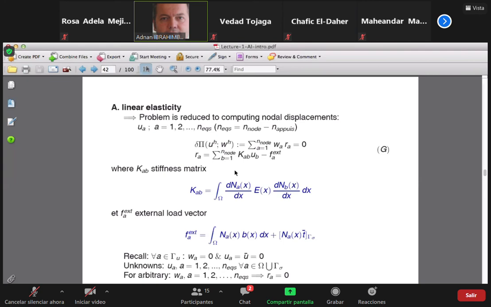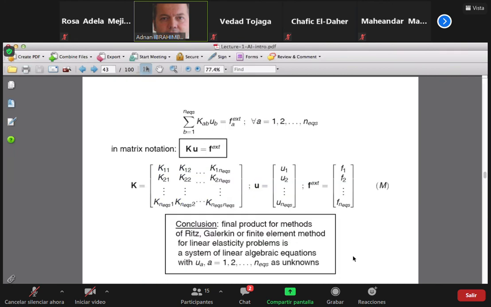In other words, you have that the sum over all B of K_AB times U_B has to be equal to F_A for every value of A equal to 1, 2, and so on for all the free nodes. So basically, the end result of this Galerkin procedure is a set of linear algebraic equations, where here you have the stiffness matrix of a particular structure, here you have the values of nodal displacements, which are unknown, and here you have an equivalent external load, which is nothing but an interpretation of the virtual work of your true applied loading.